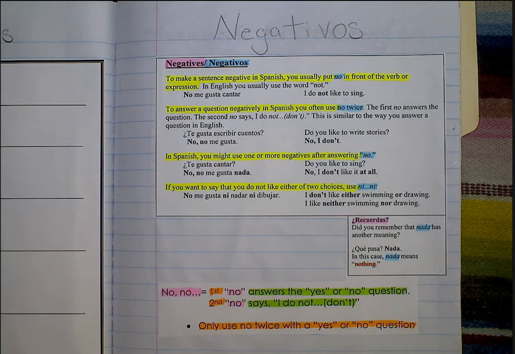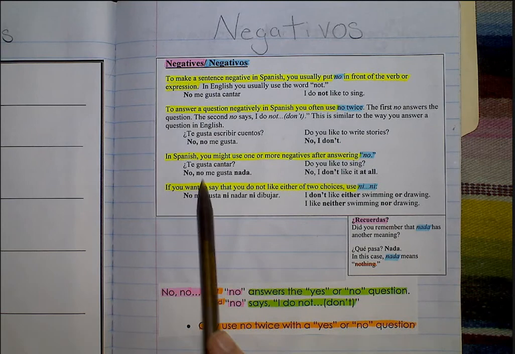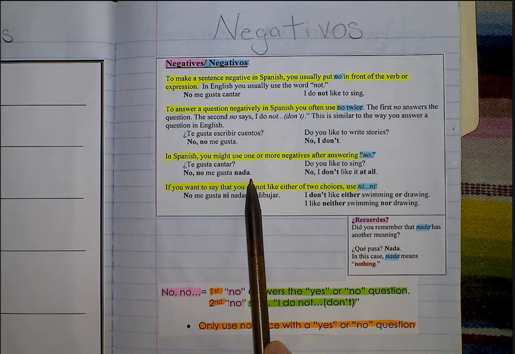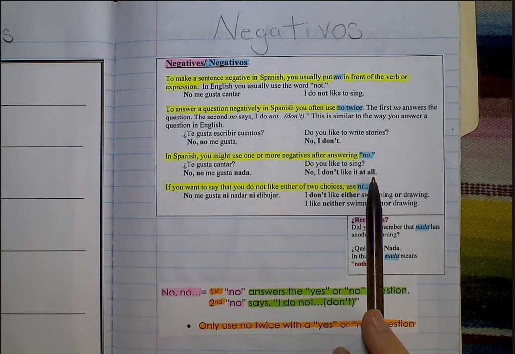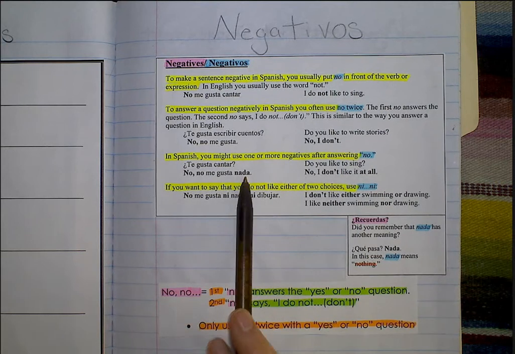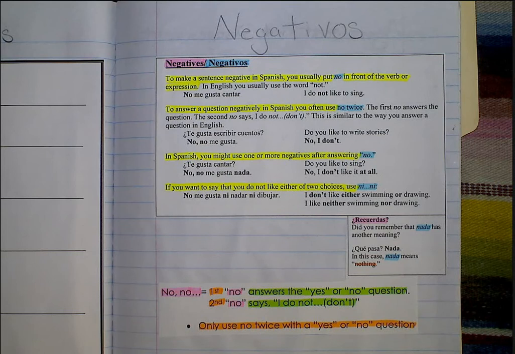The third thing you need to remember is that in Spanish, you might use one or more negatives after saying no. In English, you'd never do this because that would be a double negative. But in Spanish, that does not apply. So for example, ¿Te gusta cantar? Do you like to sing? No, no me gusta nada. So we have really three negatives in that sentence. That is saying, no, I don't like it at all. Okay, so no me gusta nada is how you say I don't like that thing at all.